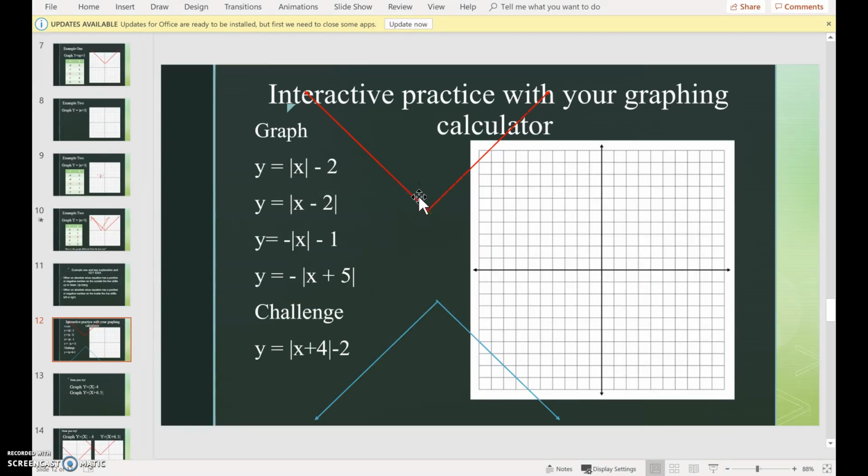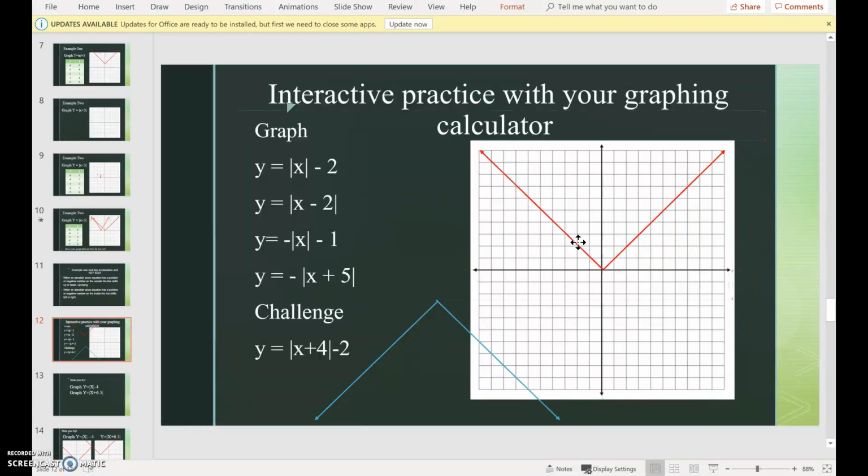Okay, so you can see this right here. Y equals the absolute value of x minus 2. What would that do? Well, it'd stay like this, and it would go from here down 2. Okay. What about the next one? Y equals the absolute value of x minus 2 in the parentheses. Oh, that's going to be shifting to the right 2.